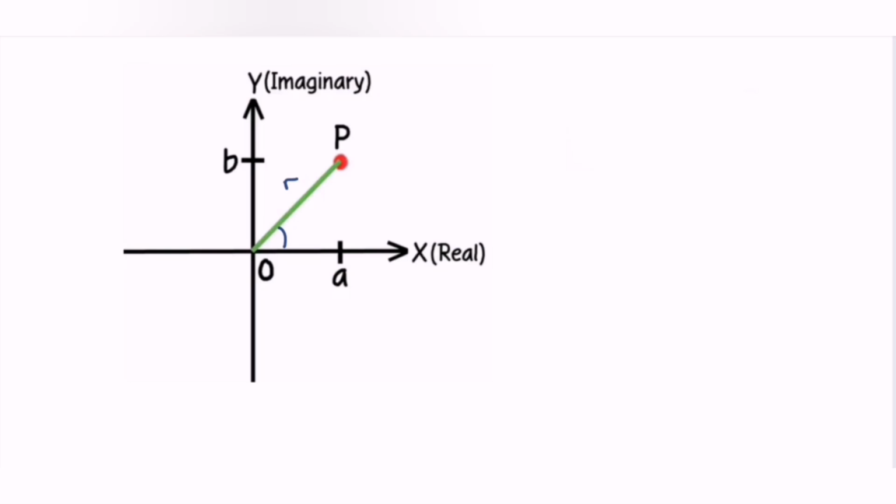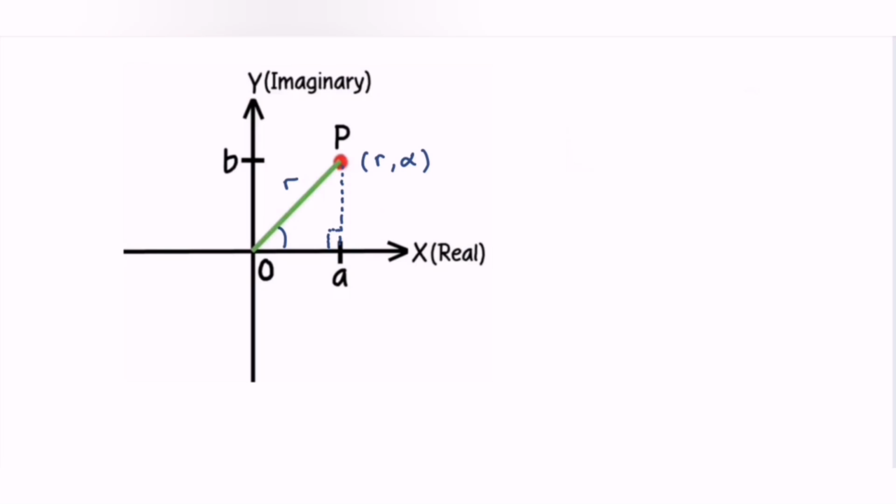The second way to represent the point P is with A, B, or we can say R and either alpha or theta, which is the basic angle. If you're looking at this right angle triangle, this length is the A for the x-axis, and this length is the B for the y-axis. This length is R. The angle of POA is alpha, or we may represent it as theta. And this angle is 90 degrees.